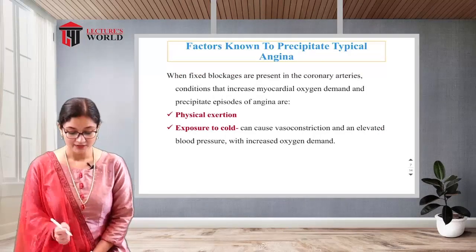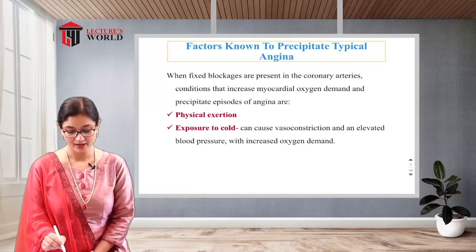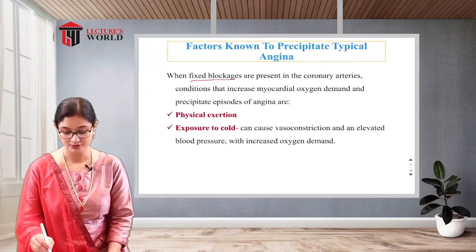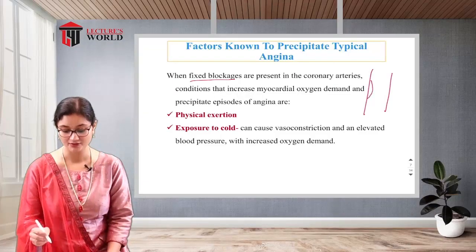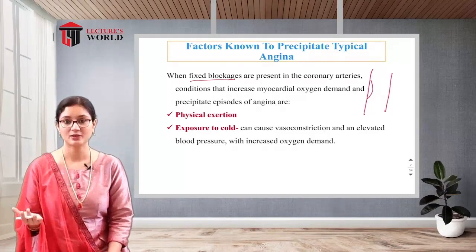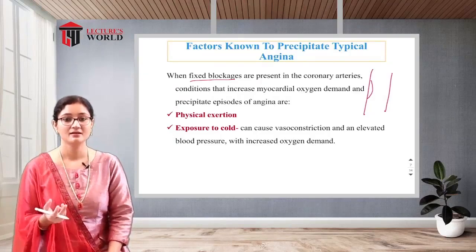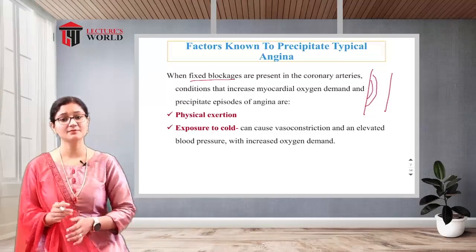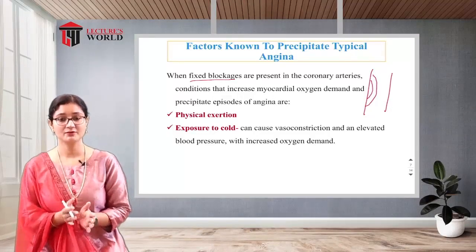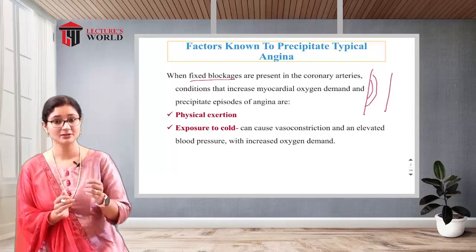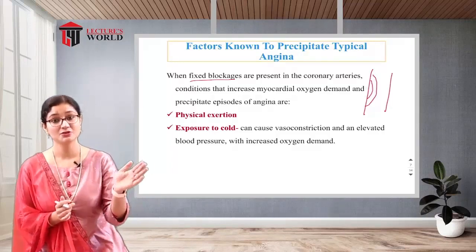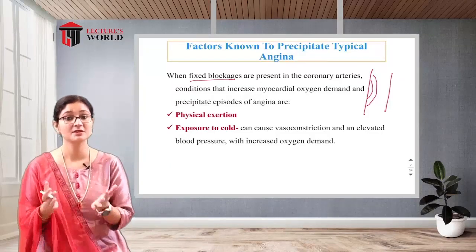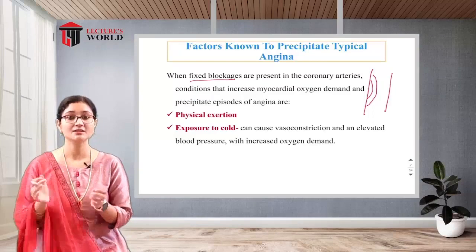When fixed blockages are present in the coronary arteries, conditions that increase demand can precipitate angina. Let us understand what fixed blockages are. I told you just now, this is a blockage which is mostly chronic type 1, where the plaque is increasing slowly. It takes time. Sometimes at 25 years of age, a small plaque starts developing. It will take more than 10 years to totally block the coronary arteries, yes, sometimes 15 years also, more than that. So it is like slowly.